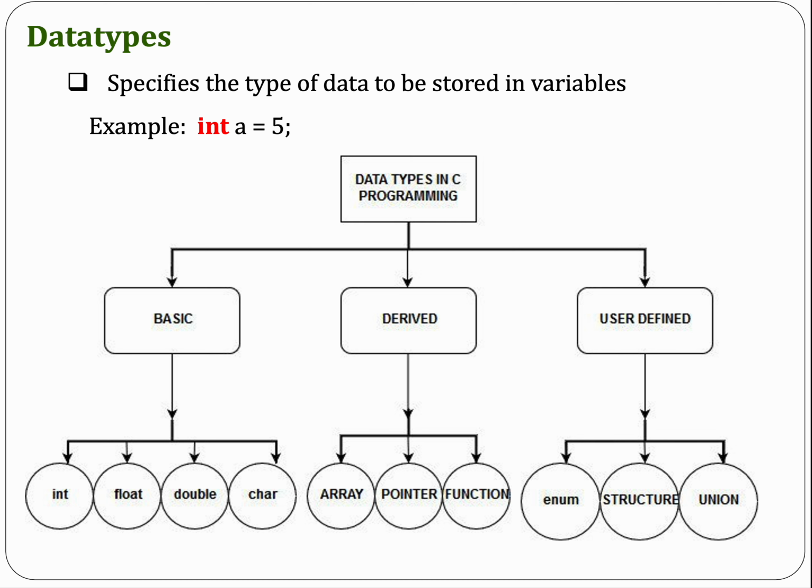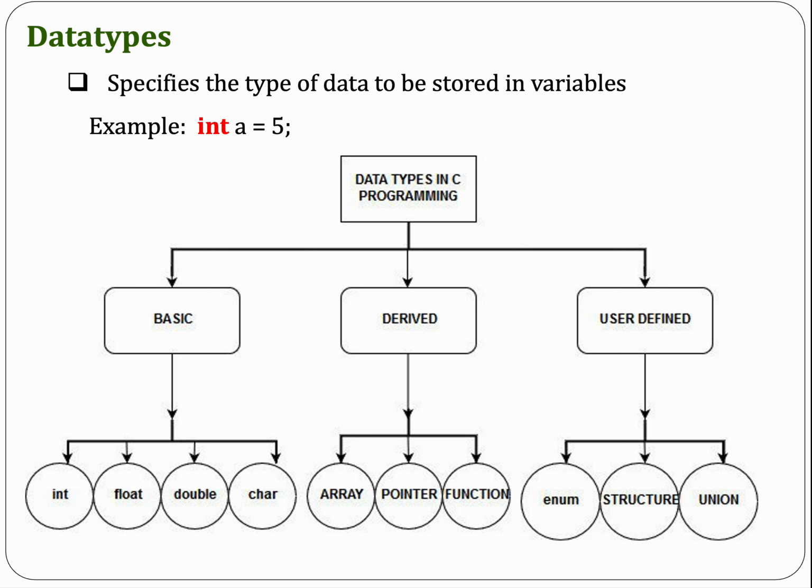Today we are going to discuss a topic called data types. In the C program we have discussed so many things: tokens, variables, keywords, all those things. When we discuss a variable, we give a variable name and assign a value to it, but we have to specify what type of variable it is. That is what we call data types. It specifies the type of data to be stored in the variable.